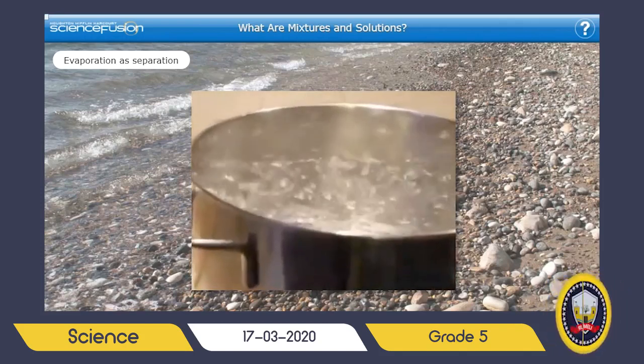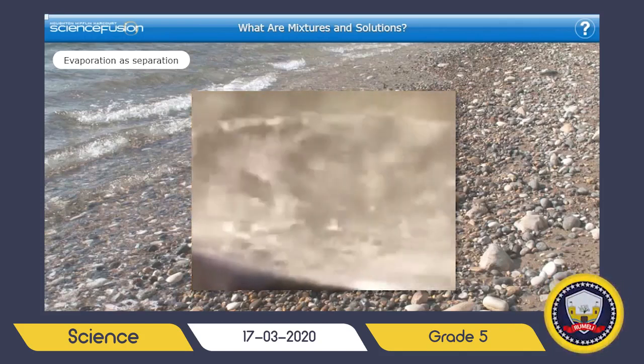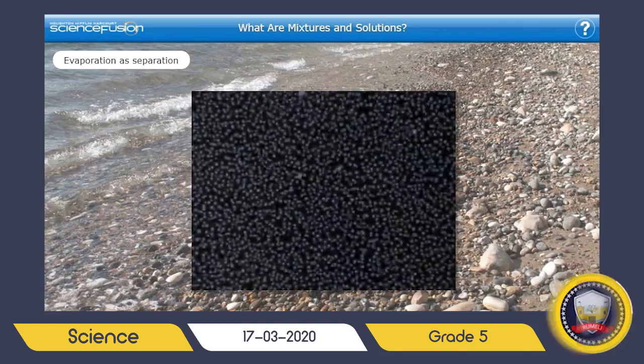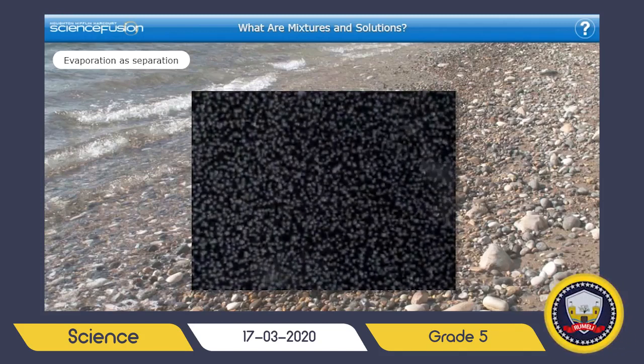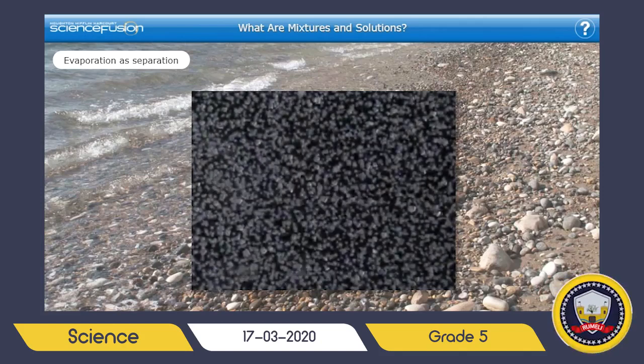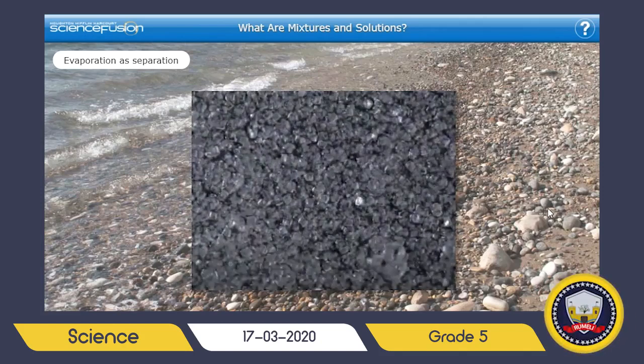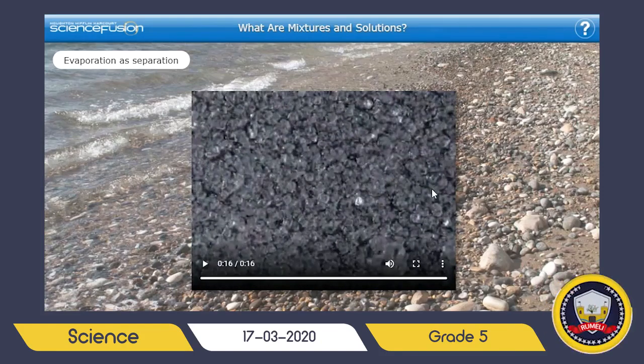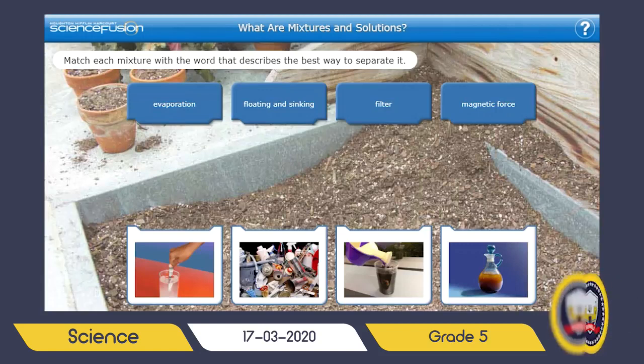Solutions like salt water can be separated by boiling. The water evaporates after boiling, but the salt will be left behind. And you will be able to take the salt particles as a precipitate from the water. So this will help you to separate the ingredients of solutions. Now let's try to solve an example. We are going to match each mixture with the word that describes the best way to separate it.